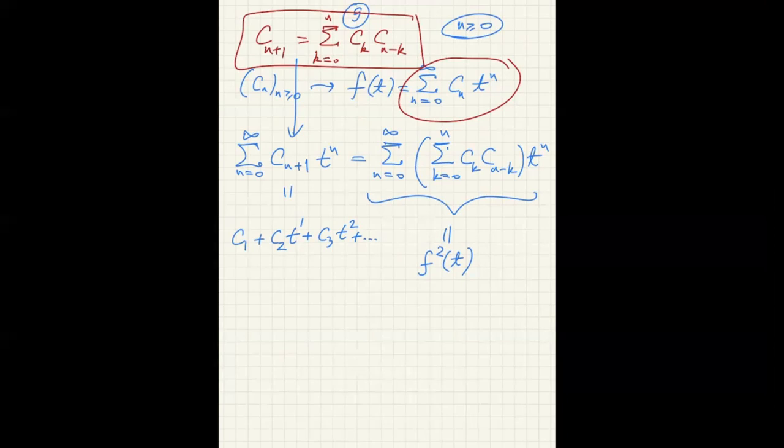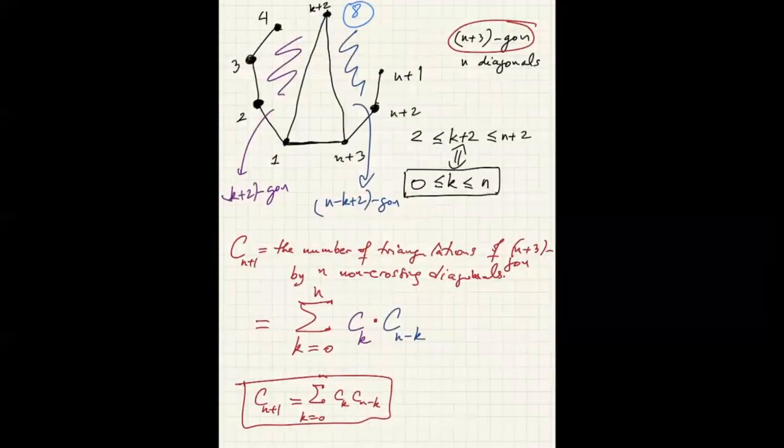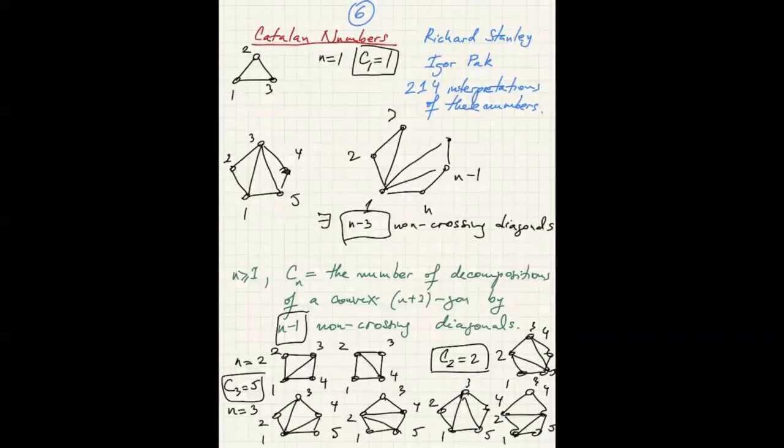Well, let's rewrite f of t. So let's write it here. f of t was C0 plus C1 t plus C2 t squared plus C3 t cubed, and so on. So you see, there is a bit of a similarity here to some parts of this sum, this one here. So what was C0? Do you remember? C0, we defined C0 earlier.